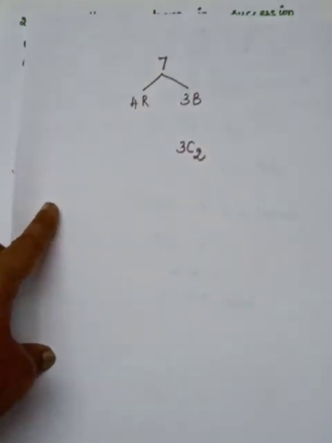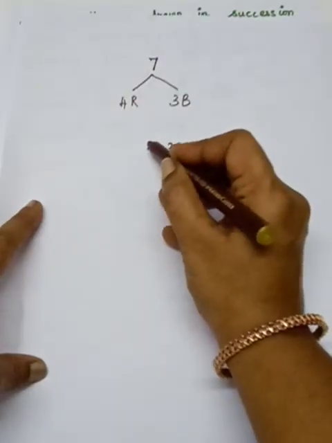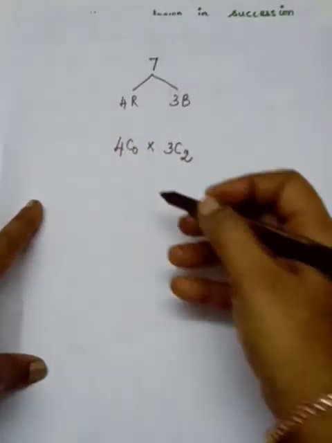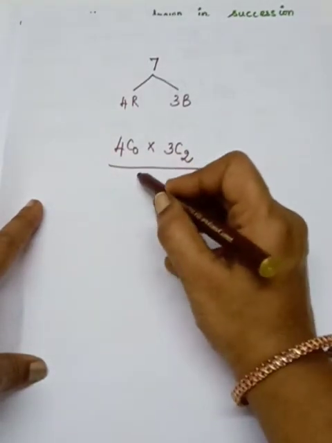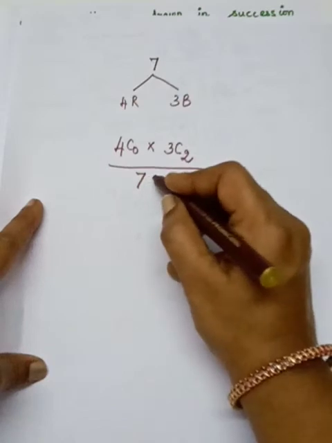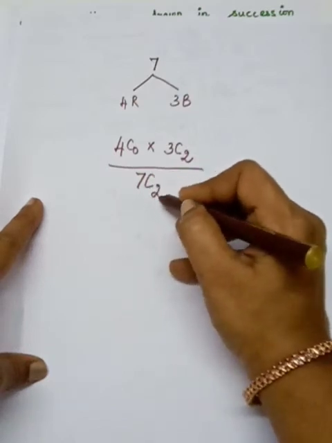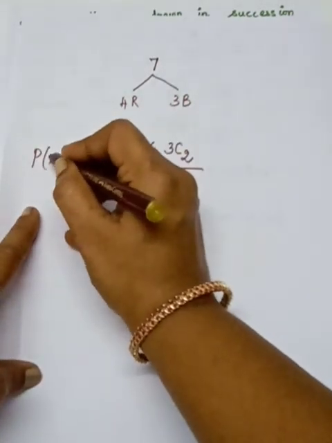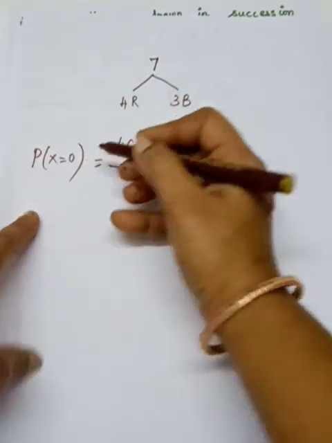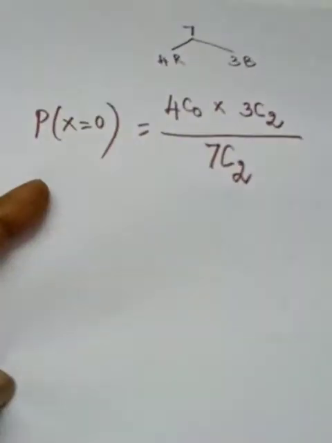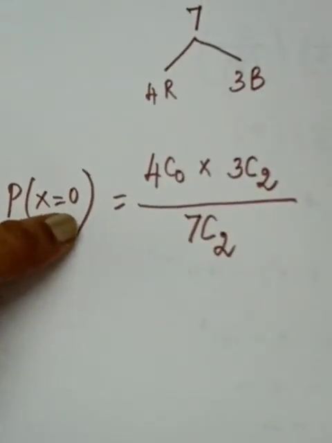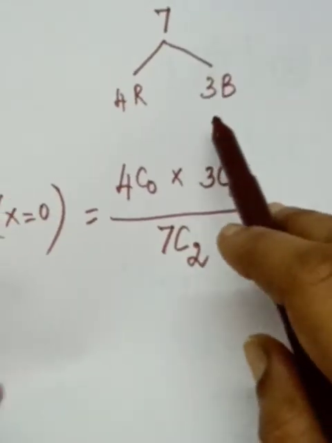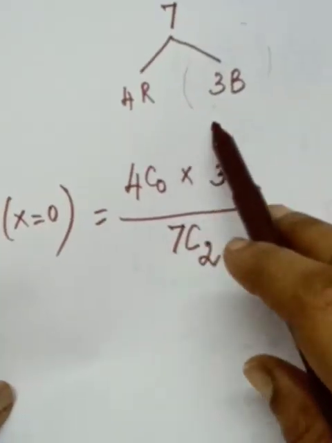So it can be written as 3C2. From the red balls, you didn't select anything, so it is 4C0. Divided by how many balls totally? 7. From that, how many balls you are drawing? That is 7C2. So this is the answer for P of x is equal to 0. So listen here now. x equal to 0 means number of red balls is 0. So the 2 balls are black balls only. So 2 black balls have to be taken from 3 black balls.